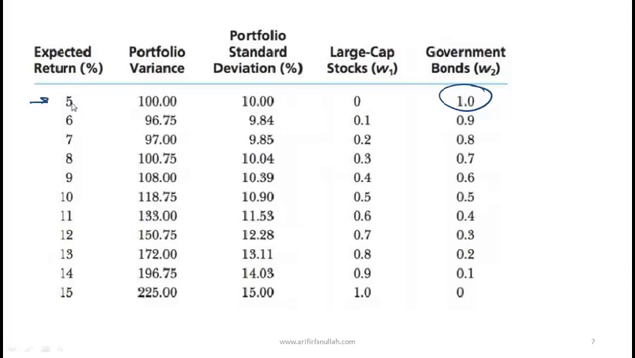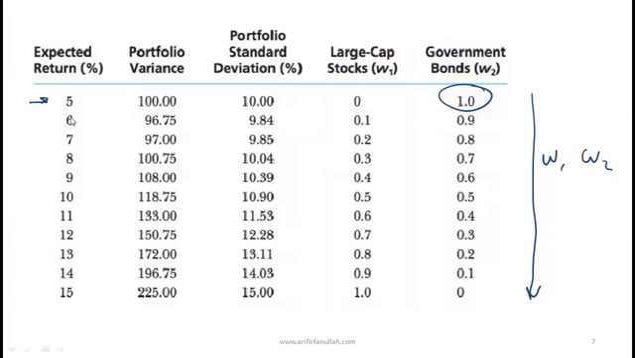Where did this come from? This is the expected return on the government bonds. So and so on. What are we doing here? We are putting 0.1 in large cap stocks, 90% or 0.9 in government bonds, and so on. So what are we changing as we move down? We are simply changing the W1 and W2, and at different weightages, what are we coming up with?